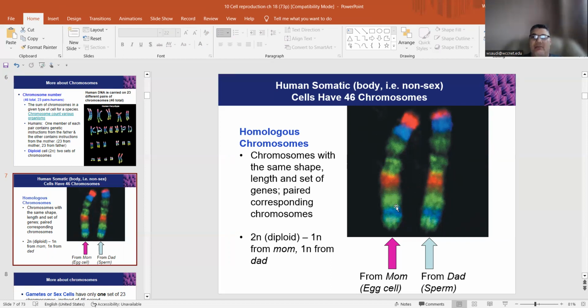One of them coming from the mom means when it was still an egg. This is what the egg is giving you. Let's say this is chromosome number 1. This single one is coming from the egg, from the mom, and this one that will pair with it, that's homologous. It's coming from the dad, meaning from the sperm. And we call those together diploid or a pair. So it's not random. One and the other one is homologous. It's very similar to it, but one from the mom and one from the dad.